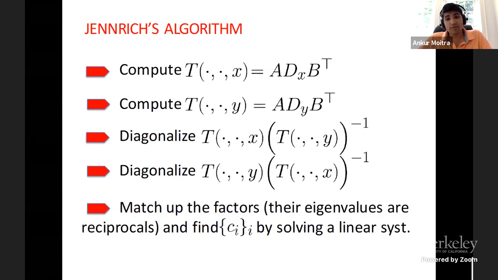And when you've learned all of the factors A sub I and B sub I, it turns out that you can match them up, because the eigenvalues that these eigenvectors correspond to turn out to be reciprocals of one another. And then, once you know the A sub I's and B sub I's, the only unknowns you're left with are the C sub I's, so you can just solve a linear system to recover them. So this was Jennrich's algorithm.